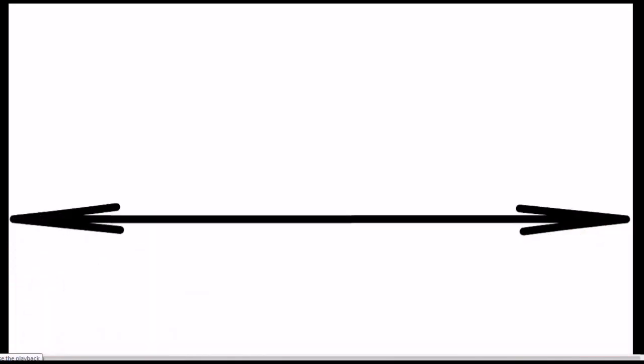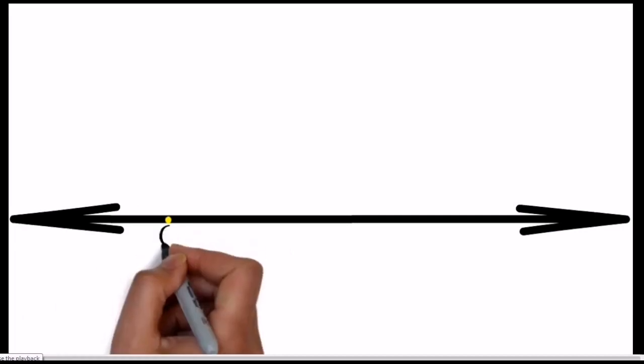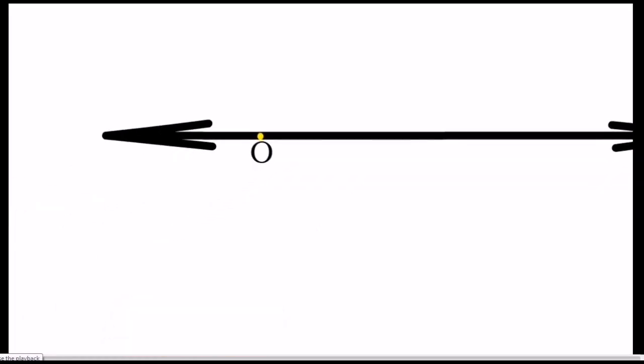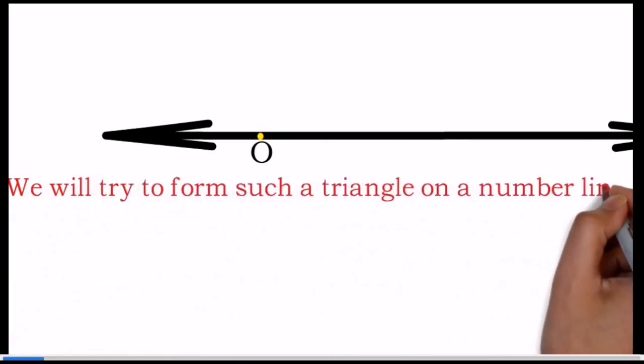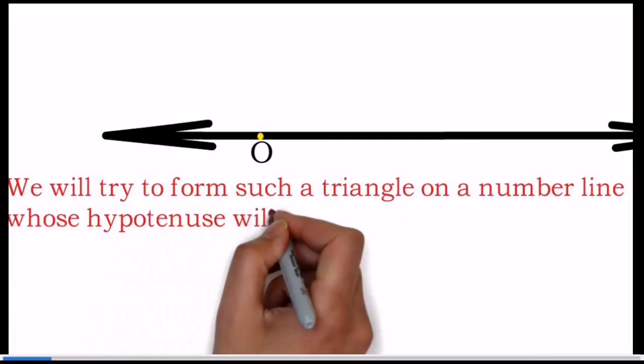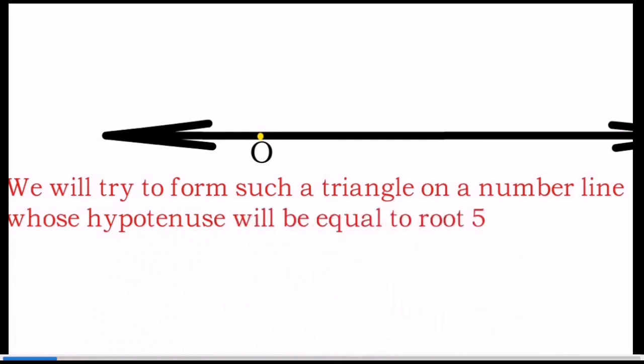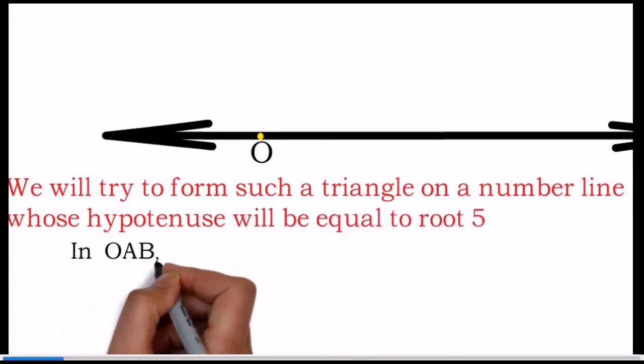Hello boys and girls, now let's try to draw root 5 on a number line, for which we require a number line which is drawn on your screen, right? Now consider an origin O the way it is shown in the diagram, right? Now on this number line we will try to form such a right angle triangle of which hypotenuse will be equal to root 5, and only then we can find the value of root 5 on a number line.